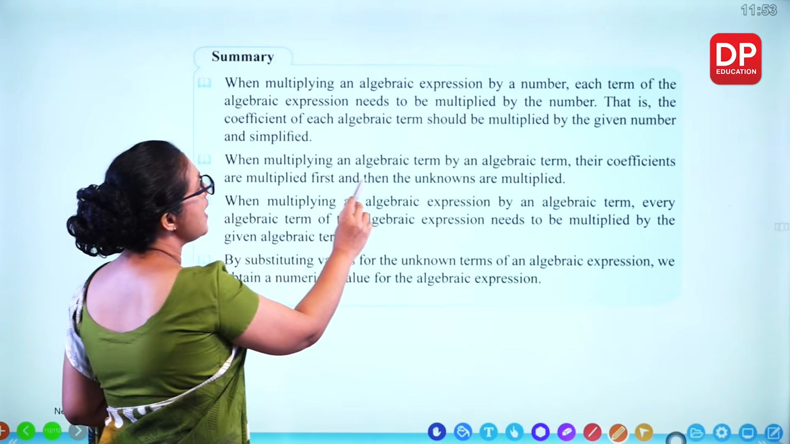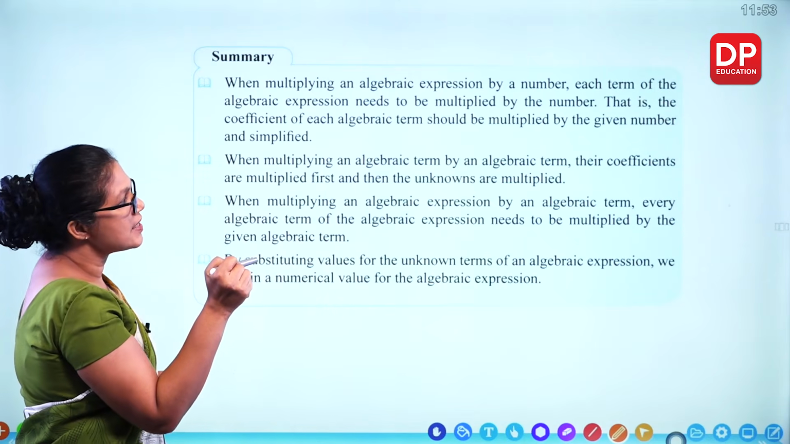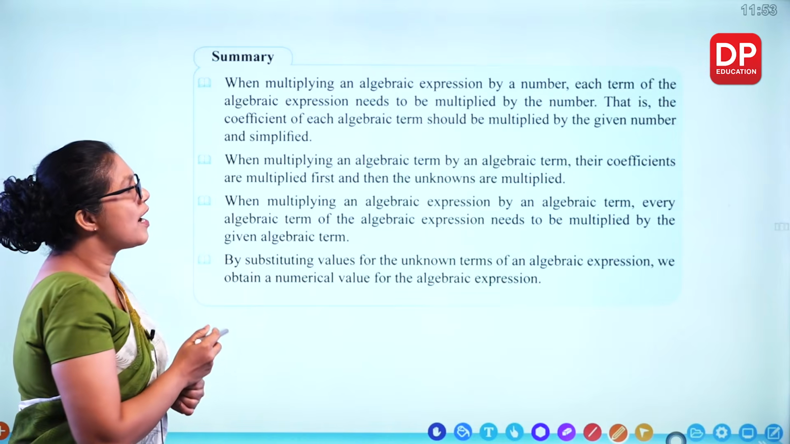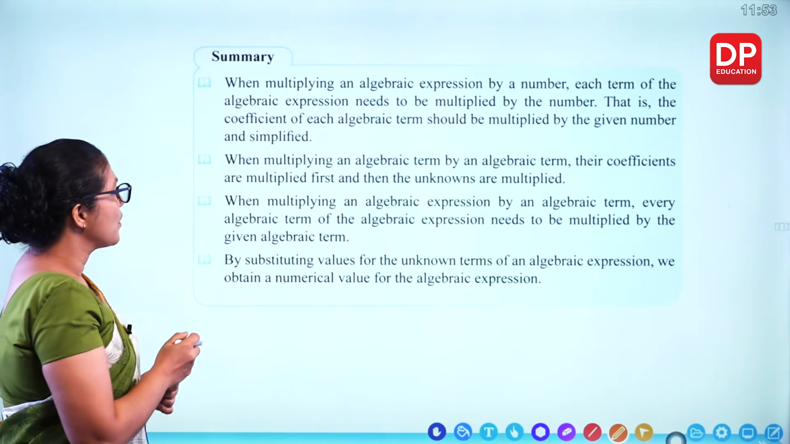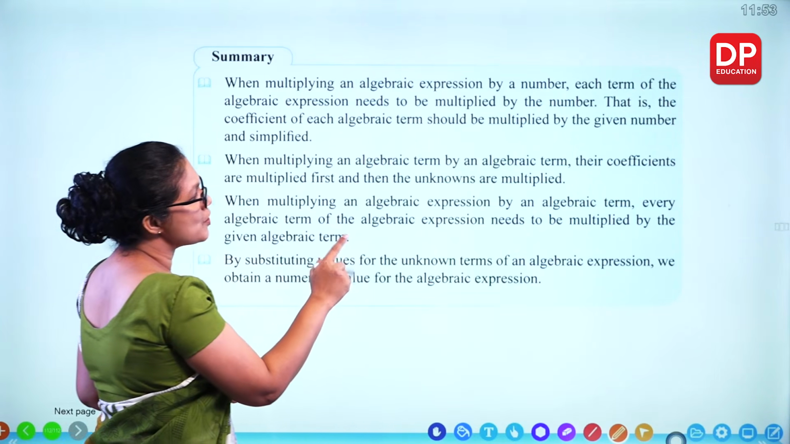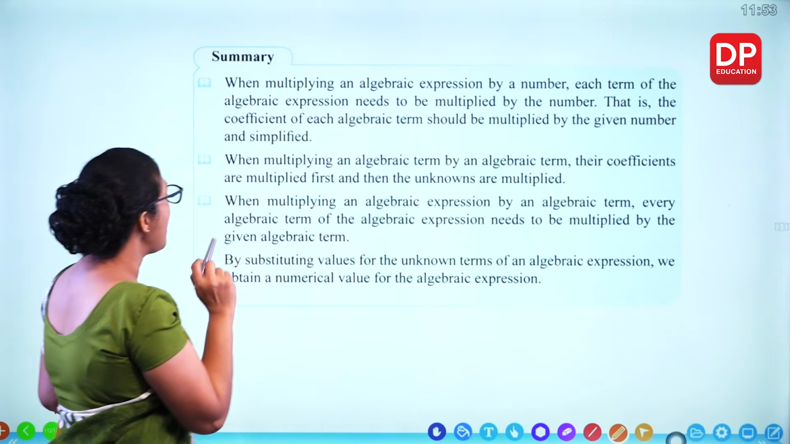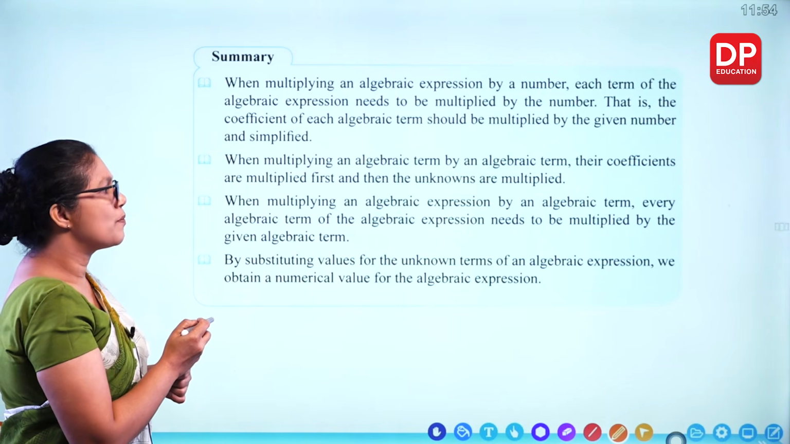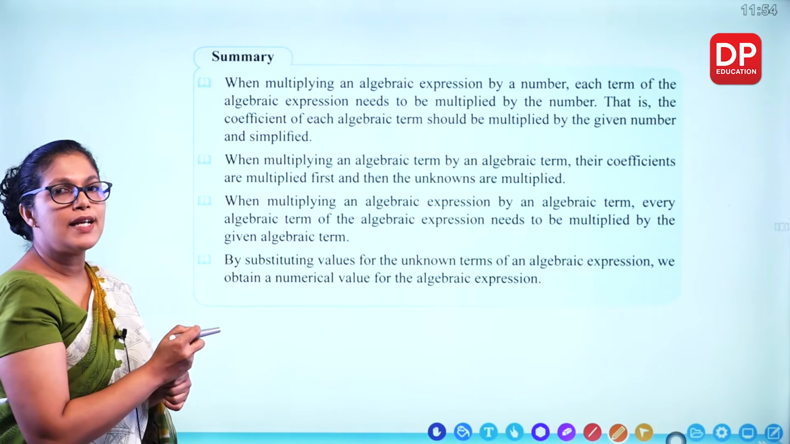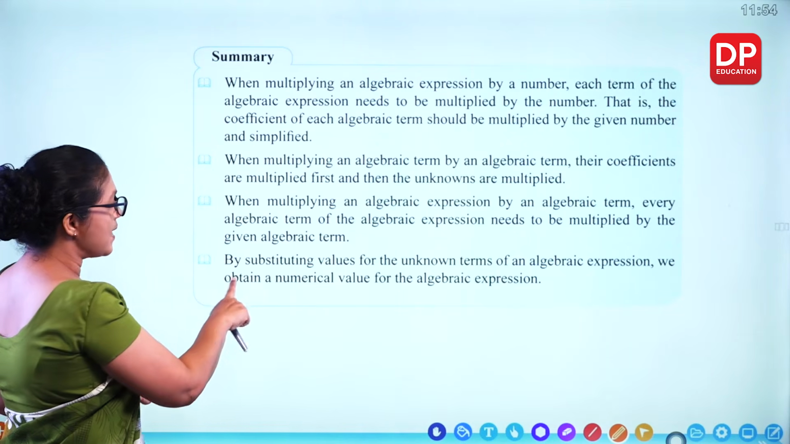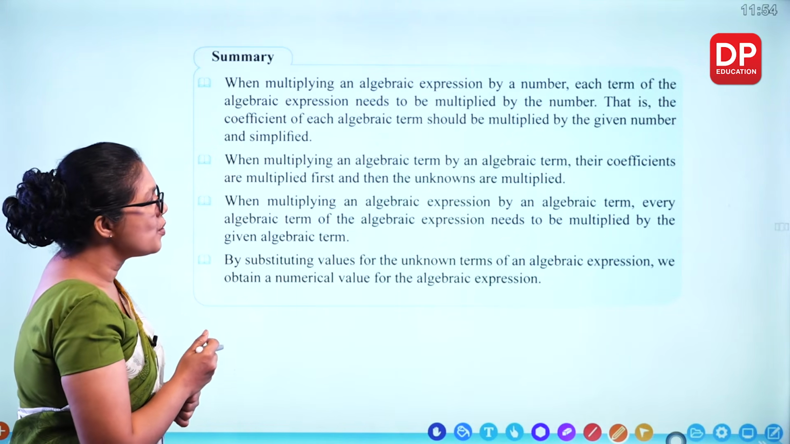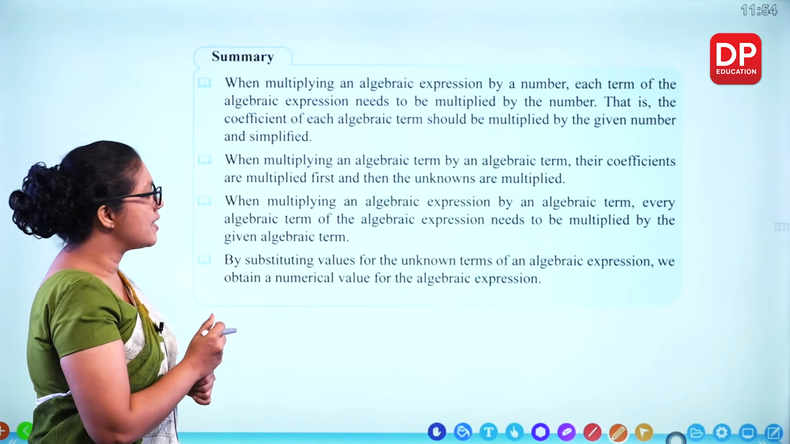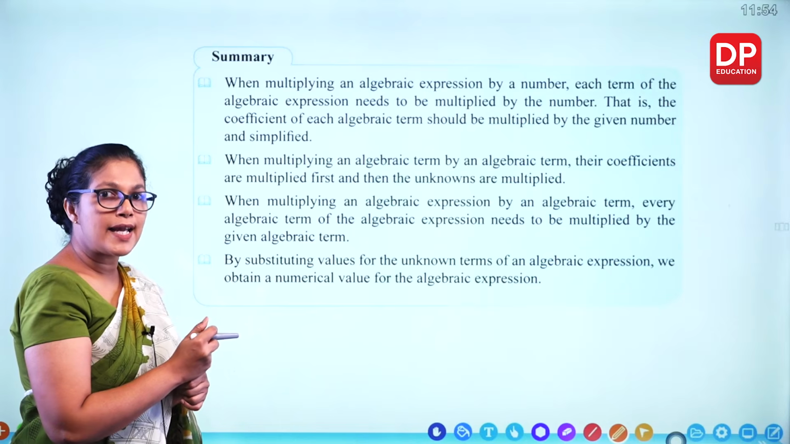When multiplying an algebraic term by an algebraic term, their coefficients are multiplied first and then the unknowns are multiplied. When multiplying an algebraic expression by an algebraic term, every algebraic term of the algebraic expression needs to be multiplied by the given algebraic term. By substituting values for the unknown terms of an algebraic expression, we obtain a numerical value for the algebraic expression.